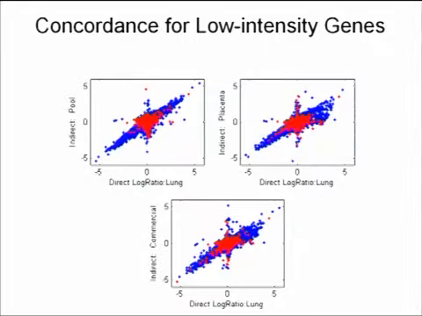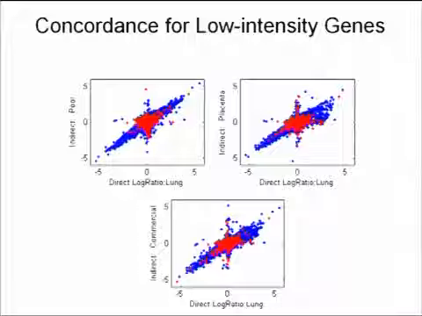Another thing that we looked at was the concordance just for low intensity genes. On this plot, the genes highlighted in red are low intensity genes. I think we defined that as the bottom 10% of genes. So we see a lot of points clustered right around the origin. Those are low intensity spots where both the direct and the indirect comparisons are saying nothing much is going on between these samples with those genes.